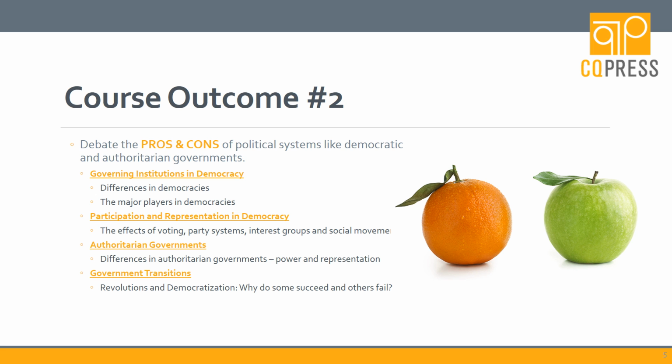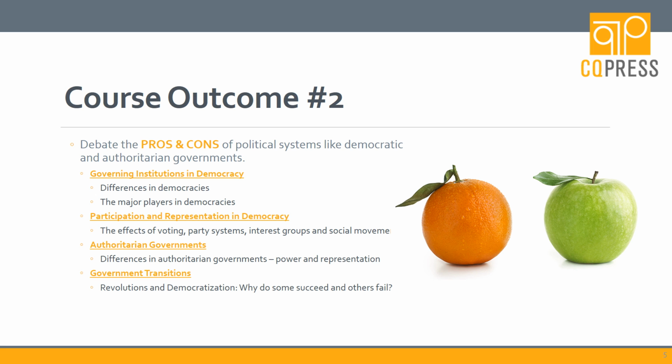Okay, debating the pros and cons of political systems like democratic and authoritarian governments. First, the course covers governing institutions in democracy. There is more than one type of democracy. Students need to discuss the continuum of democracies, the differences between them, and why they differ. Furthermore, they need to identify heads of state in democracies, who is accountable, and how corruption occurs.